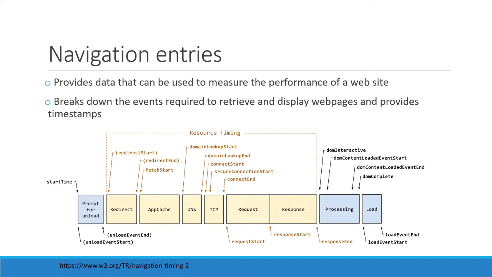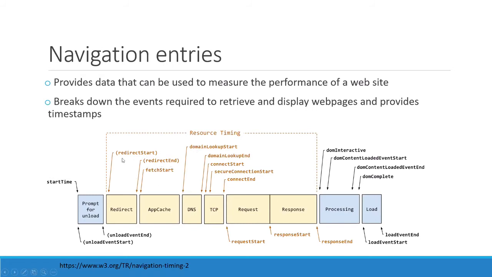So you have your unload events from the previous page, then you have your redirects, the app cache, DNS, connection, TCP, the request starts, then you get your response, and then you have your styles and DOM processing, and eventually the page loads. Now, for each one of these stages, you can see all these properties around here in black and orange.